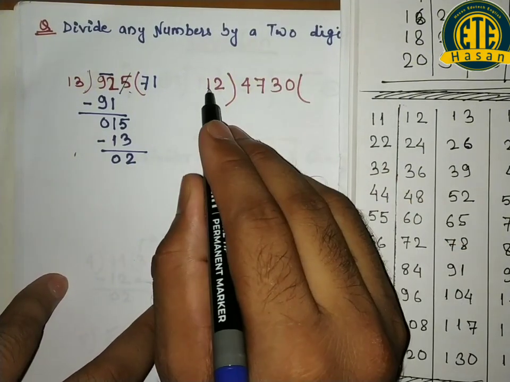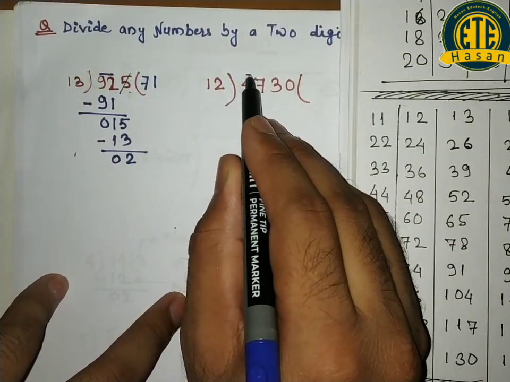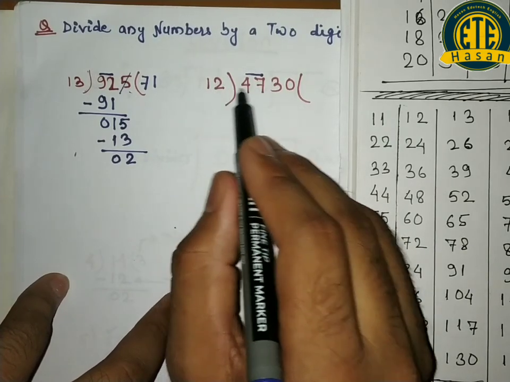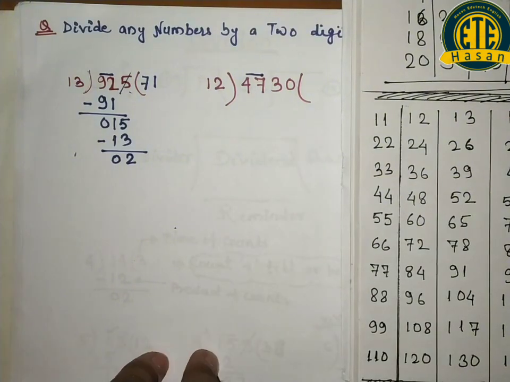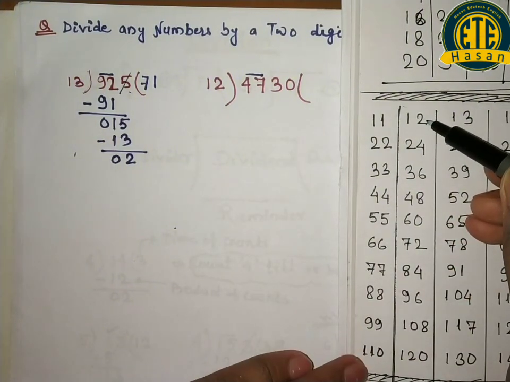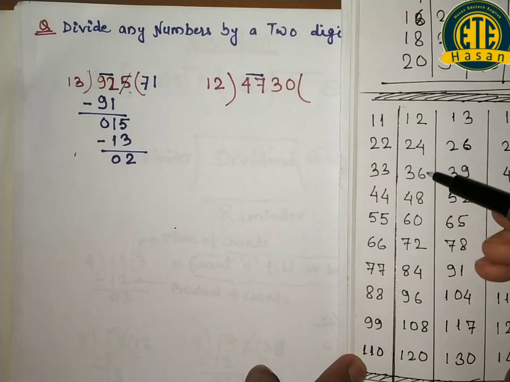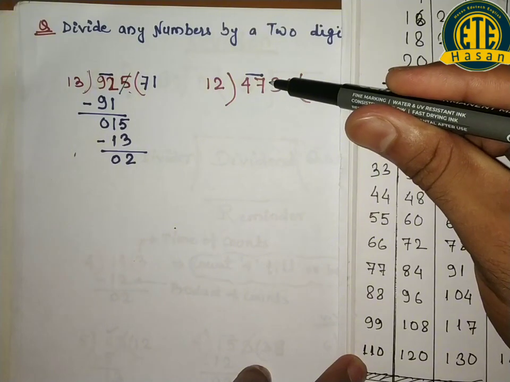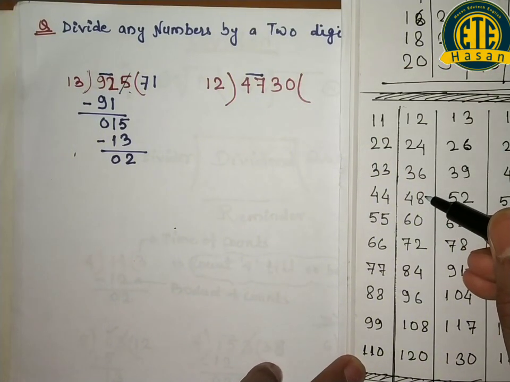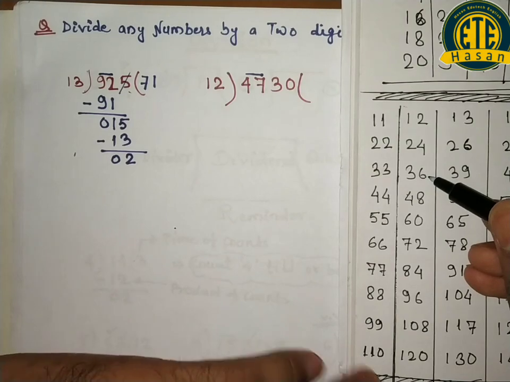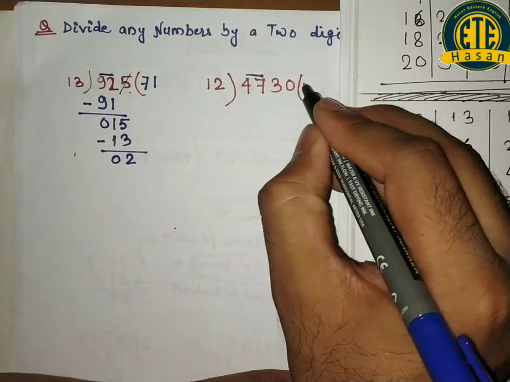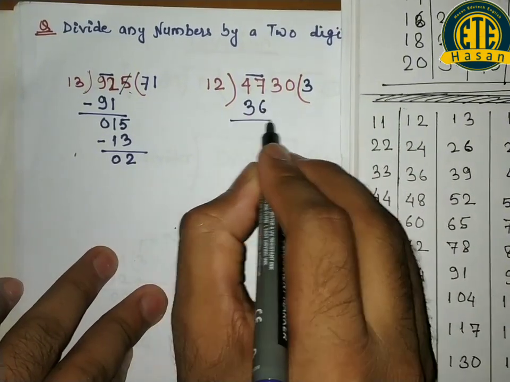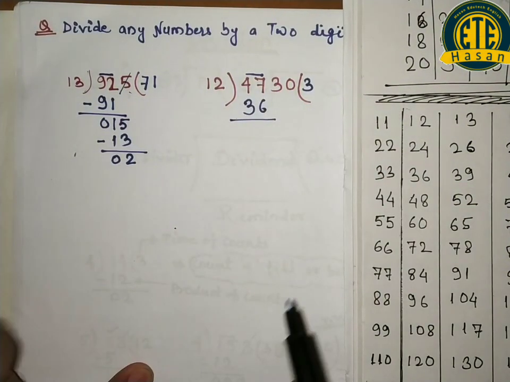Here the divisor is a two-digit number, so I will first take a two-digit number here. Here is 47. Now we have to count 12 up to 47, so let's see in the 12 table. 12 times 1 is 12, 12 times 2 is 24, 12 times 3 is 36, 12 times 4 is 48. 48 is greater than 47, so we count just up to 36. 3 times 12 will be 36.